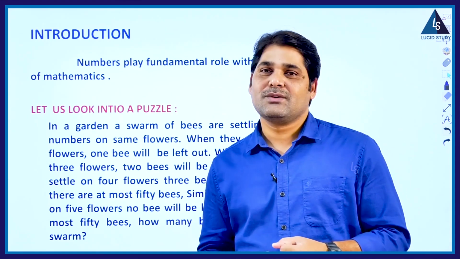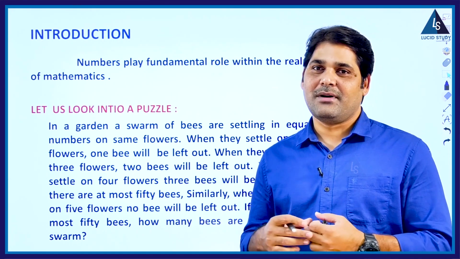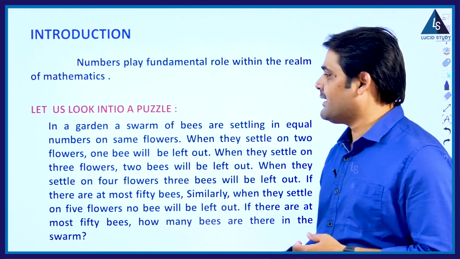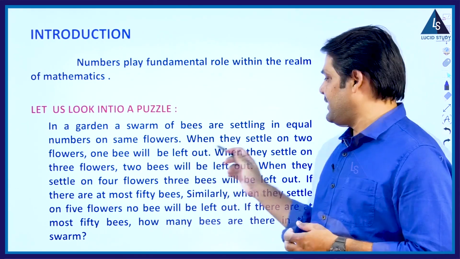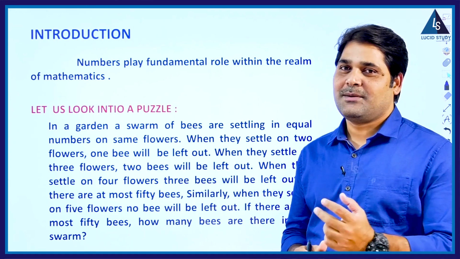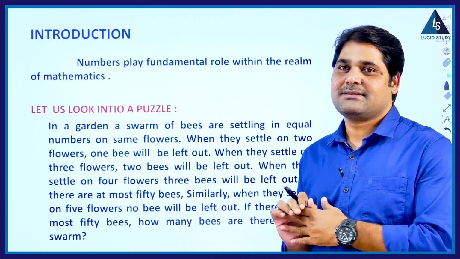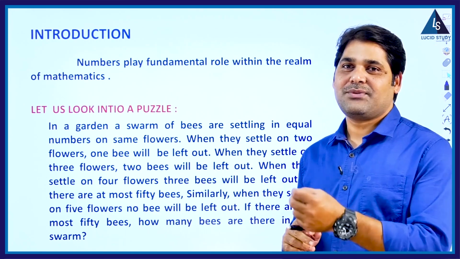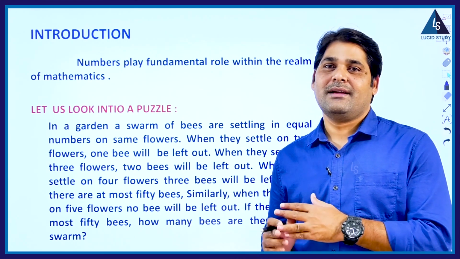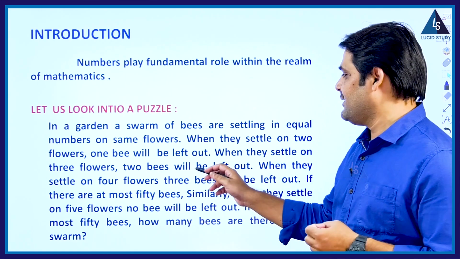Again, let us look at one puzzle. Not only for real life, to solve some puzzles also we require numbers. In a garden, a swarm of bees are settling on the same number of flowers each time. There is a group of bees settling on flowers. If 2 bees sit on each flower, then 1 bee is left out. If 3 bees sit on each flower, then 2 bees are left out.